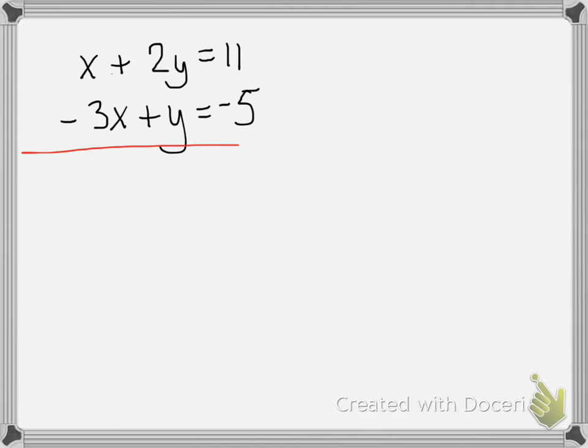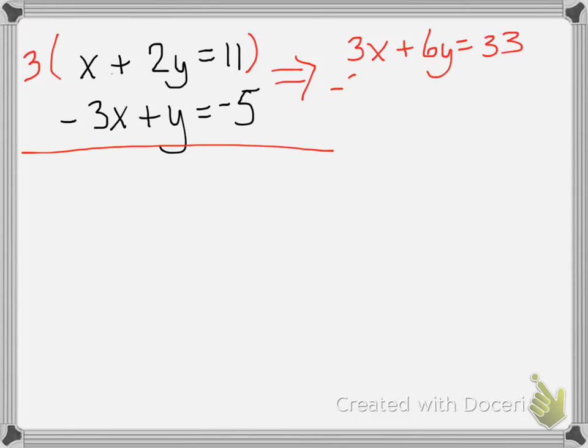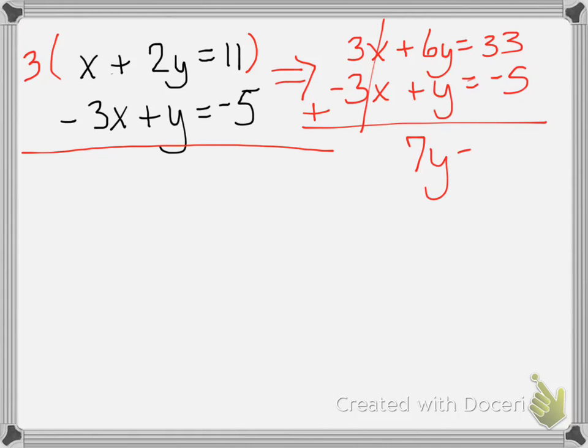So I'm going to go ahead and multiply everything on top by a positive 3. So I'm going to get 3x plus 6y equals 33. And the bottom equation is going to stay the same. I'm going to add to eliminate. So these are gone. That's 7y, and that's 28. Divide by 7, I get y equals 4. I can plug back in. I'm going to use the top equation to plug back in.